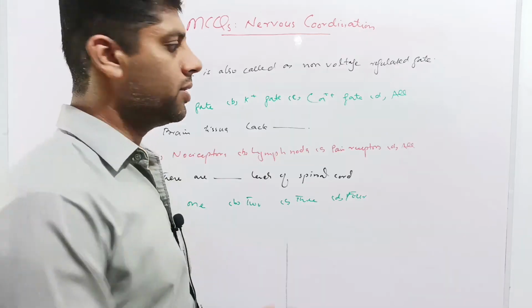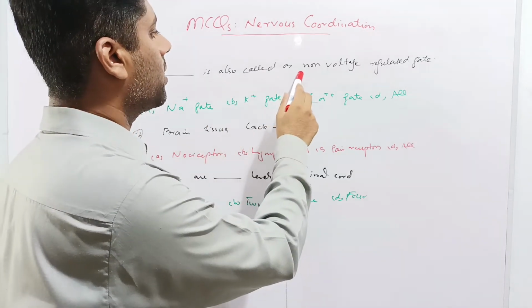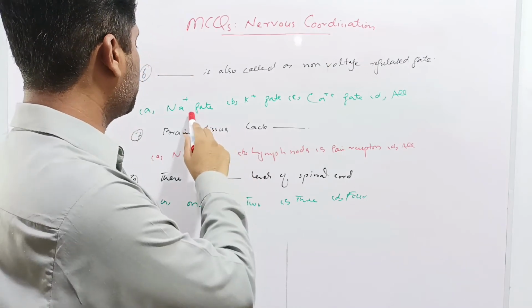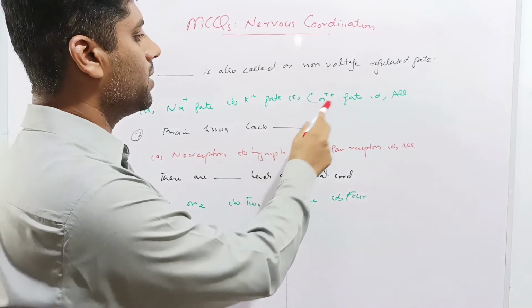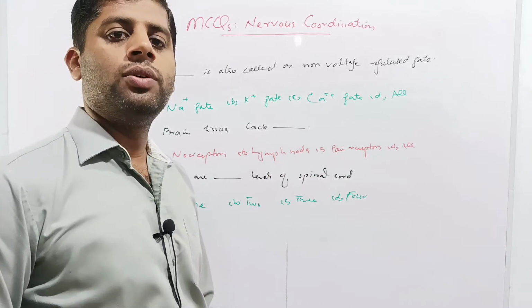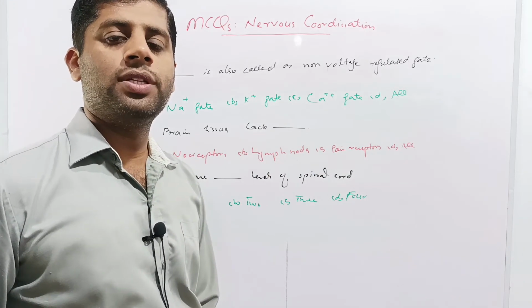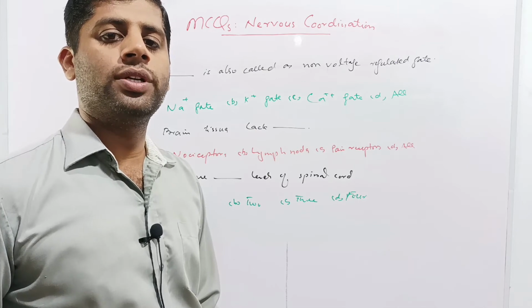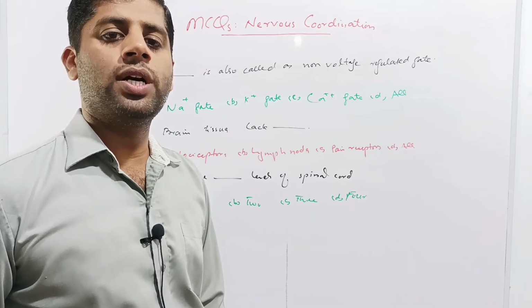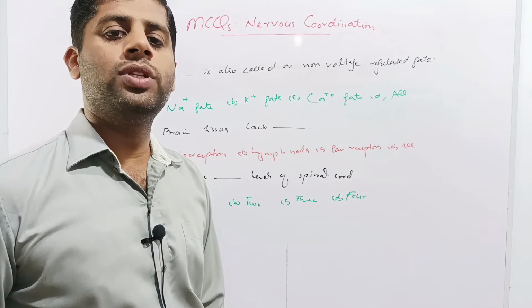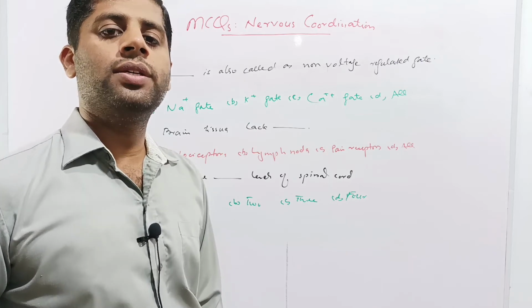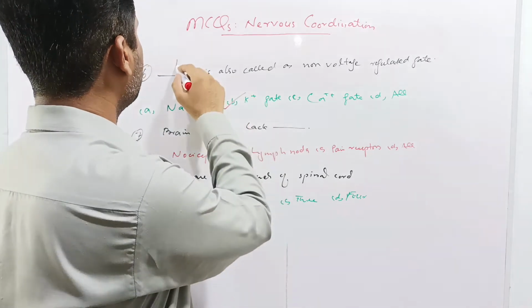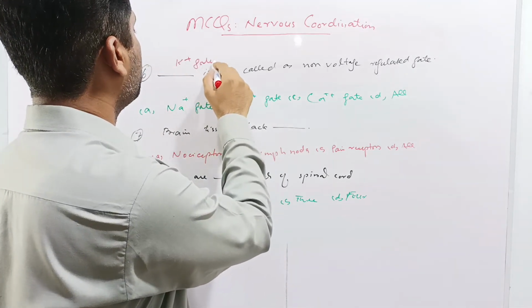Next question is, dash is also called non-voltage regulated gate. Given options are sodium gate, potassium gate, calcium gate or all of these. We know that there are 2 kinds of gates present in the cell membrane of the neurons, the voltage regulated gates and non-voltage regulated gates. Non-voltage regulated gates have been asked here. These are the gates in which the ions are leaking continuously, and these are the potassium gates. So option B is correct, that the potassium gates are the non-voltage regulated gates.